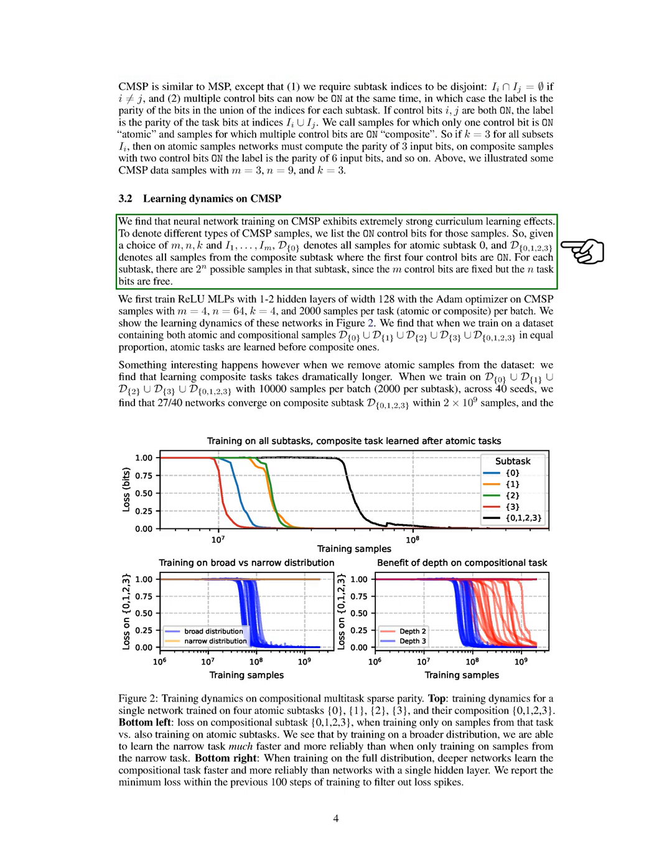When we analyze the learning dynamics on CMSP, we find strong effects of curriculum learning. We denote different sample types by their active control bits. For instance, we train neural networks on CMSP samples with a specific number of control bits and task bits.